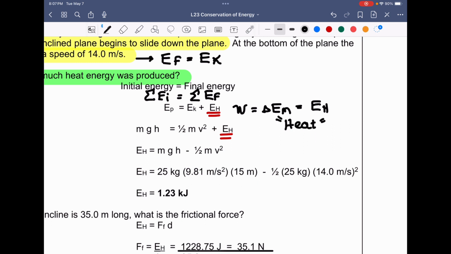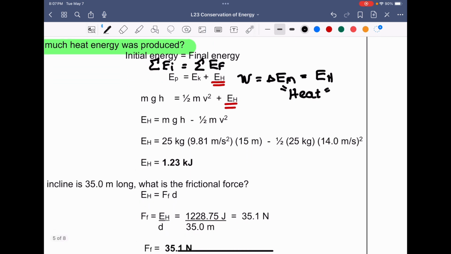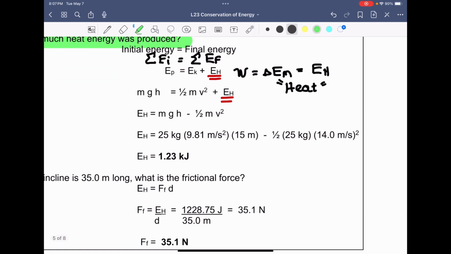There we go. So we have to add in for this idea that work was done and that there was heat energy. Now, it's as simple as taking this formula and just isolating it for EH. When we isolate it for EH, we're going to find that there was a pretty significant amount of joules that were lost to heat. So 1.23 kilojoules, that's the same as 1,230 joules. So I'll rewrite this and say it is 1,230 joules of energy lost to heat, which is a significant amount.